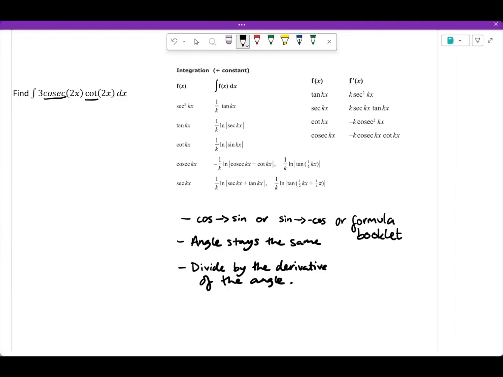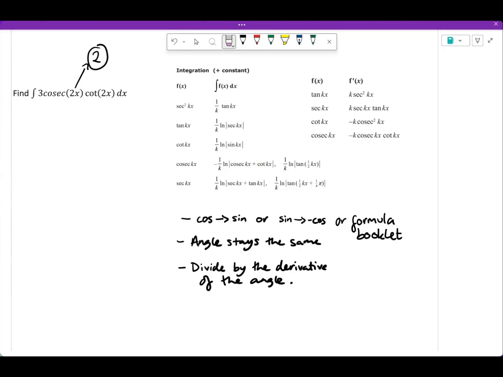Okay, we're going to take my angle 2x and we're going to differentiate it, which gives me 2. Then we're going to compare this 2 to the 3, multiplying our function. Are they numerical multiples of each other? Yes, they are. So we can use the reverse chain rule. So now let's go and look at my formula booklet.